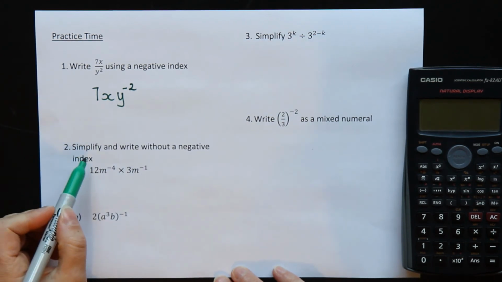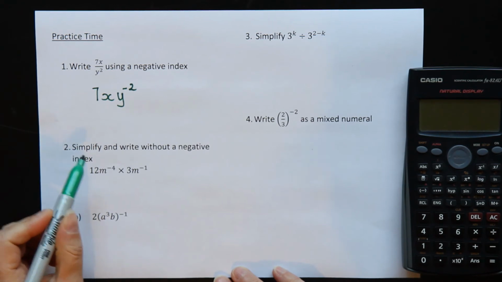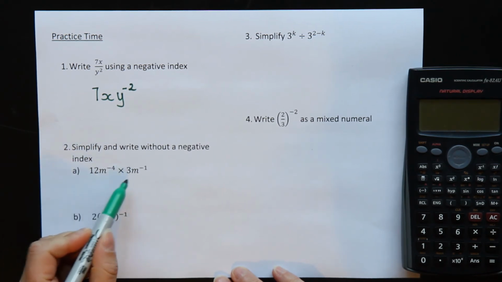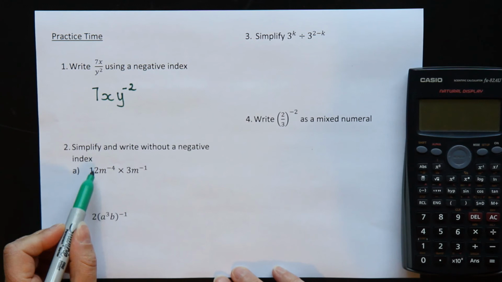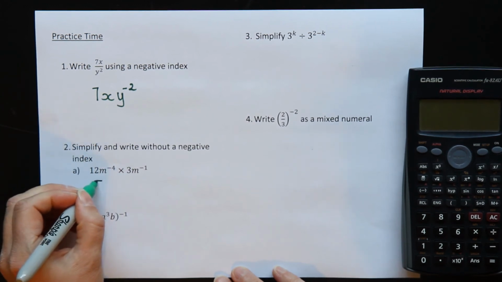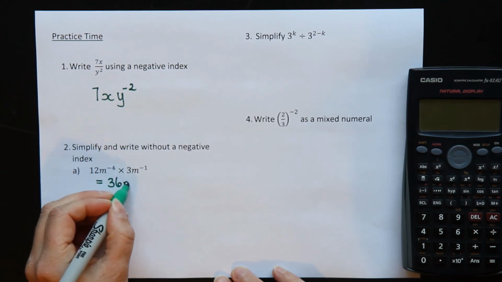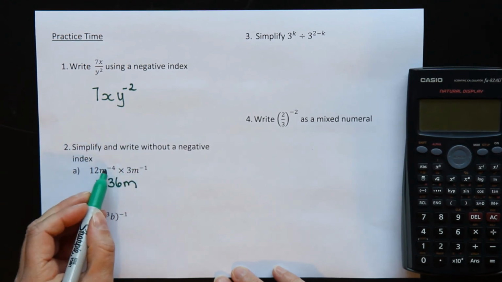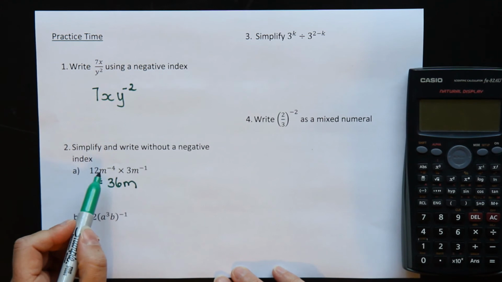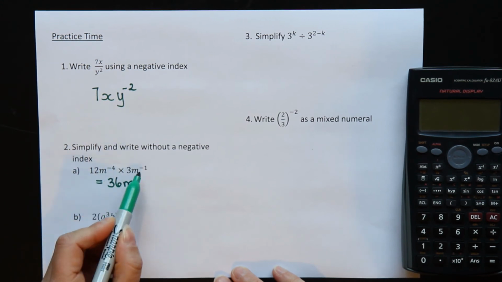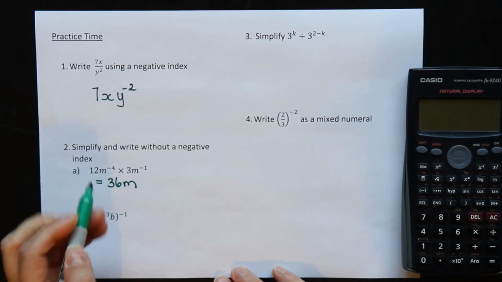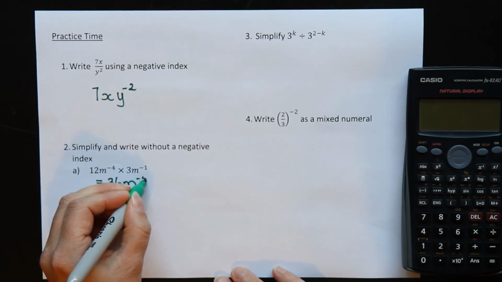Question 2, simplify and write without a negative index. So first of all we have to multiply these together. 12 times 3 is 36. M is the base, and when we're multiplying we want to add the powers. So I have a minus 4 plus another minus 1, which will make minus 5.